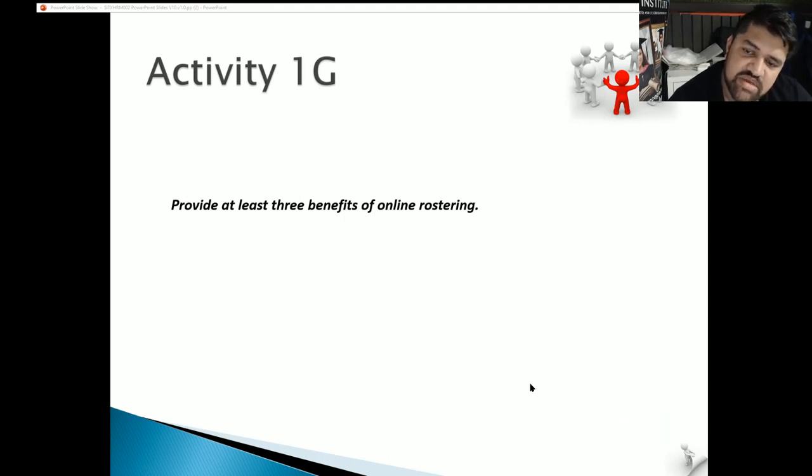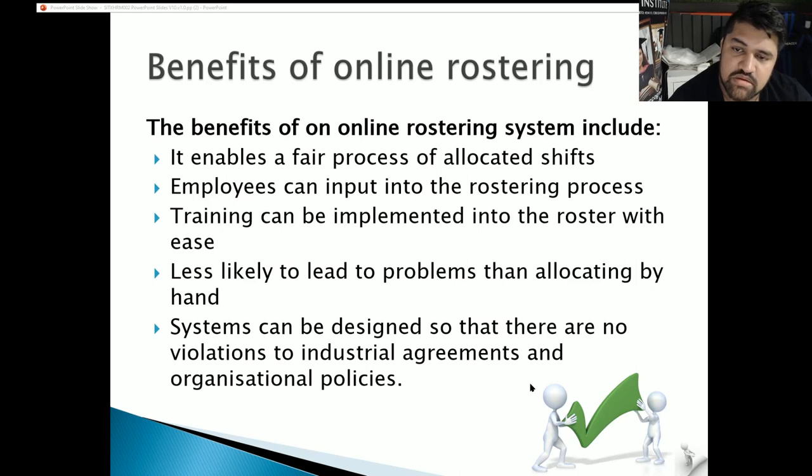Alright, provide at least three benefits of online rostering. So there's so many there. You could say it provides a fair process for allocating shifts. We're less likely to run into problems when we're allocating with the rostering system compared to doing it by hand. And we can design systems to be aware of award wages, our budgets, and any violations of industrial agreements that we're going against, so it can alert us and stop us from making mistakes. It allows employees to have an input on their rostering process, and it allows us to have a fair process for allocating shifts as well.